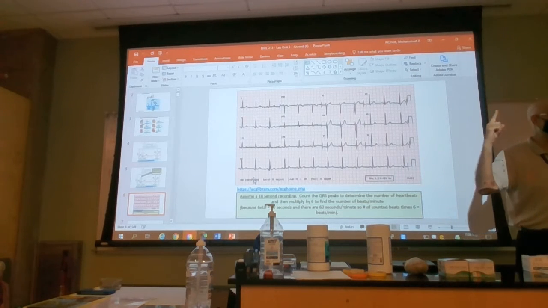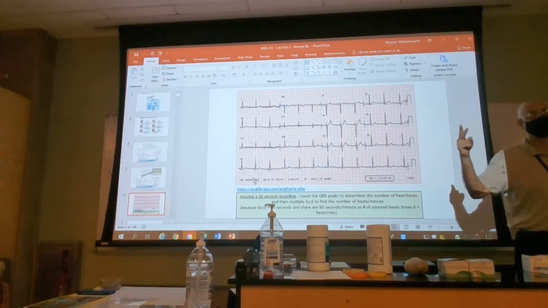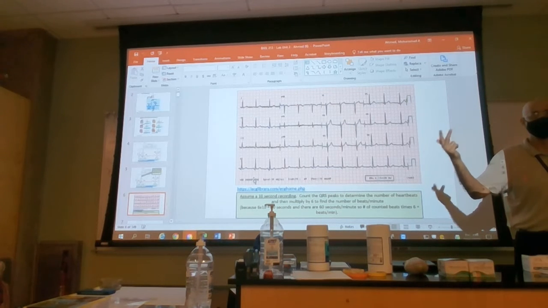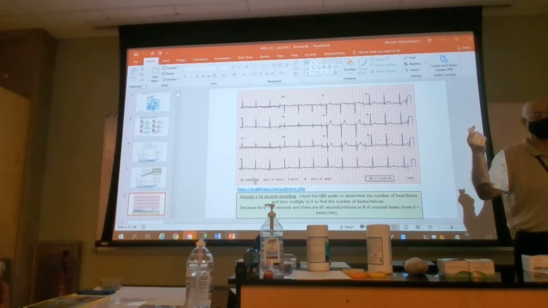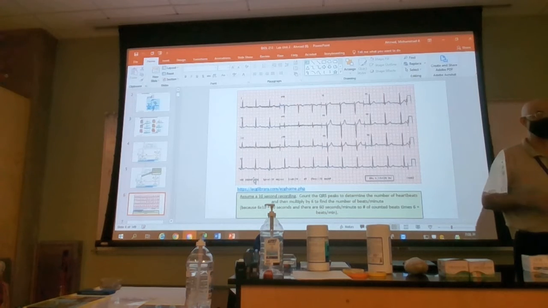Number one, you should be able to identify them. And number two, obviously, what P stands for, what QRS stands for, what T stands for, what ST stands for, what PR stands for. You should be able to define them. Okay, guys, you should be able to define them. Is that clear, guys?